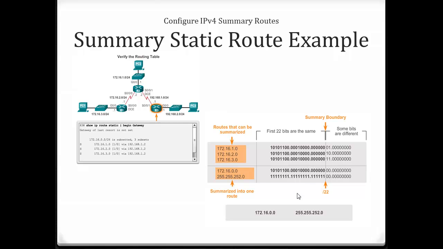In this example, it's 255.255.252.0. We then take the digits that matched, draw our line here, make the right-hand side all zeros, and convert back into decimal. When we convert this number back into decimal, it's 172.16.0.0. So we're able to summarize the 10, 20, and 30 networks into 172.16.0.0 with a /22.